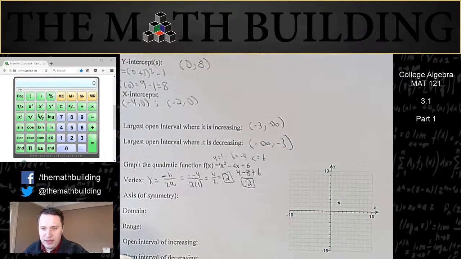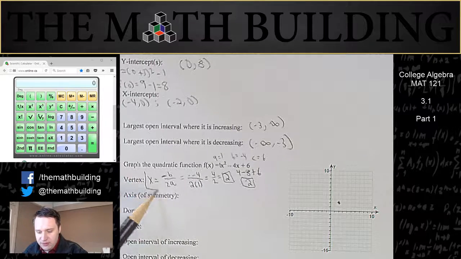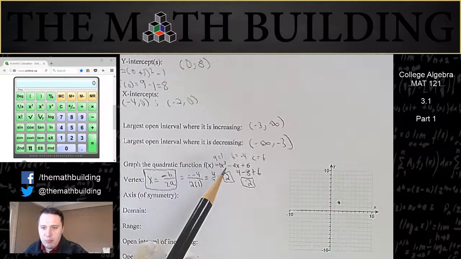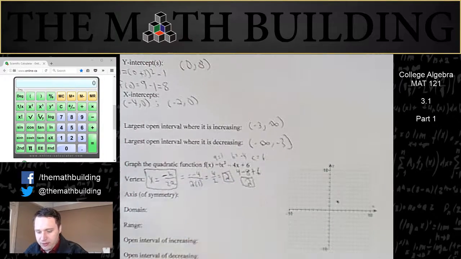That won't always be the case. So you need to memorize this. Negative b over 2a is always the case. Figure out what that is, plug that in to find the y part.